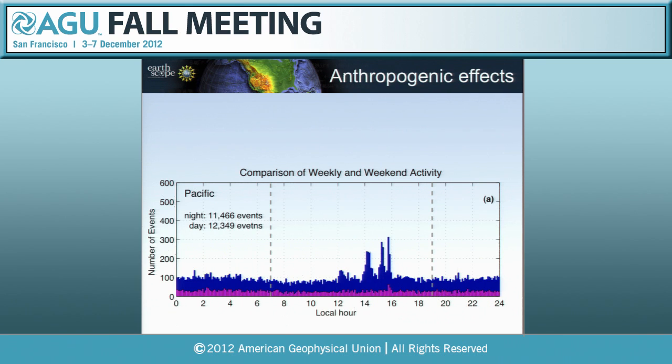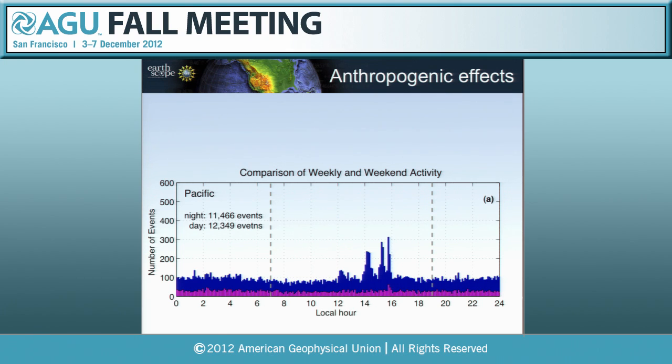Next. So one of the things that we wanted to look at is how much of this, as we move further and further east, in each part of the country, how much of the data we're seeing might actually be attributed to anthropogenic effects. So looking at the Pacific region, we can see that on the weekdays we have the dark blue and on the weekends we have purple, and we see that there's a spike of activity during the normal workday, and this is in the local hour, not in UTC.